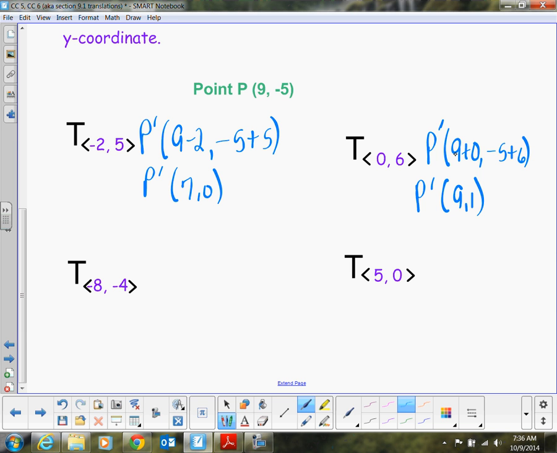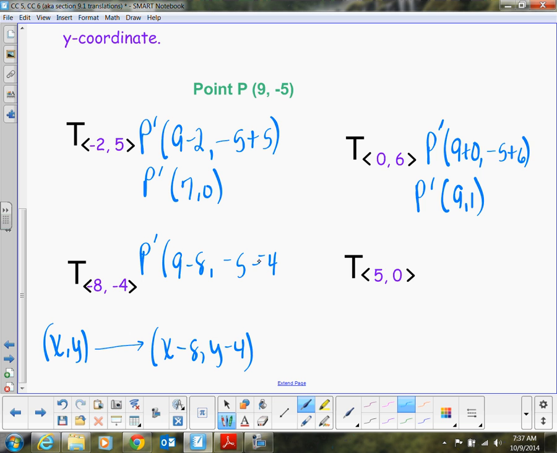I can do this without even looking at graph paper, just by doing what they said. This means (x, y) is being transformed into (x minus 8, y minus 4). That's another way to write this statement. So if I want to transform P, P prime is going to be 9 minus 8 and -5 minus 4. So that means P prime will be 9 minus 8 is 1, -5 minus 4 is -9.